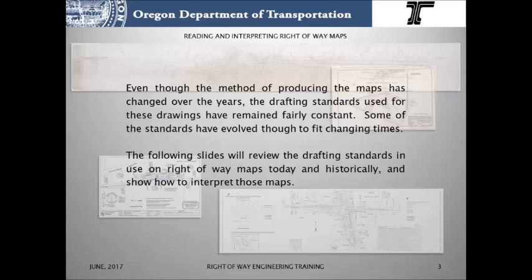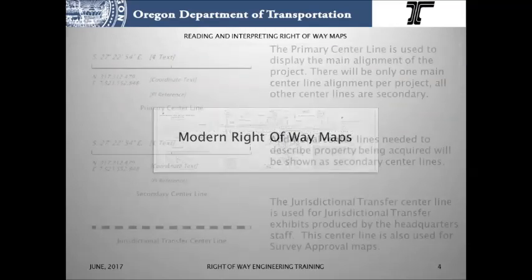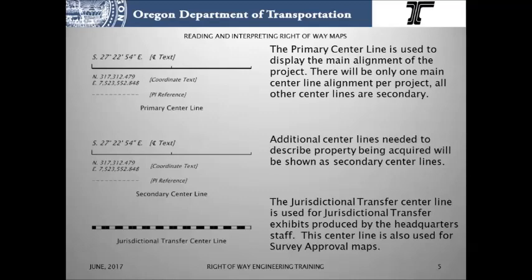The following slides will review the drafting standards in use on right-of-way maps today and historically, and show how to interpret those maps. We'll start with the modern right-of-way maps. Since our acquisitions are based on the center line, you're going to see center lines on the maps. There are two types that we predominantly use, the primary center line and secondary center line.